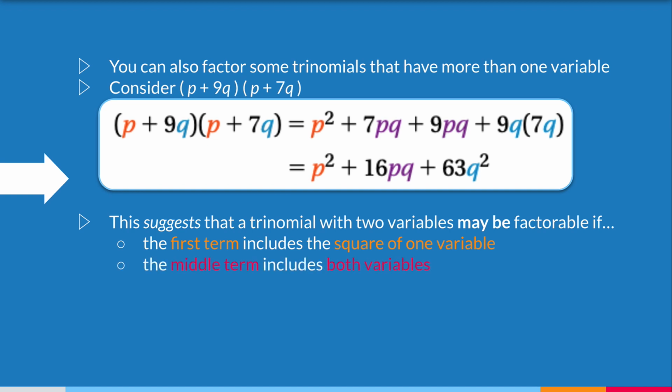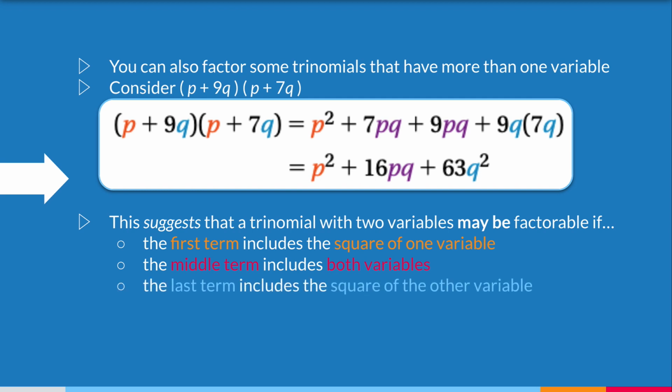The middle term has to have both variables in there. So if my first term is p squared and my last term is q squared, I have to have a pq in the middle, and it needs to have those like terms that add up. That will make it factorable or not. And then the last term is the square of the other variable.